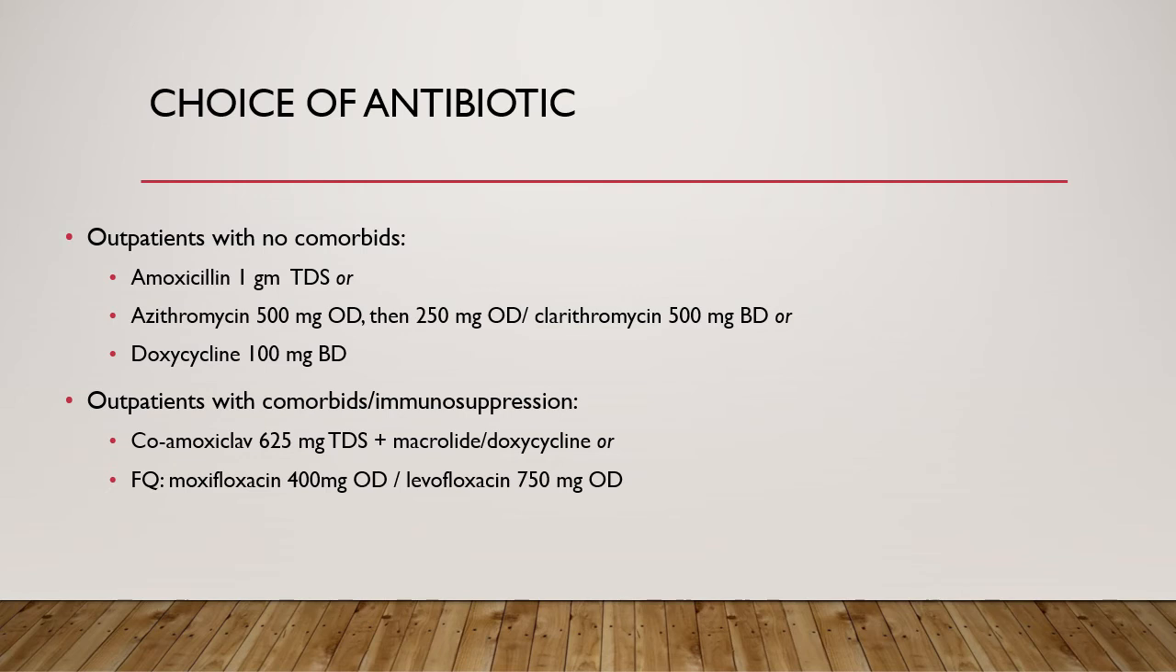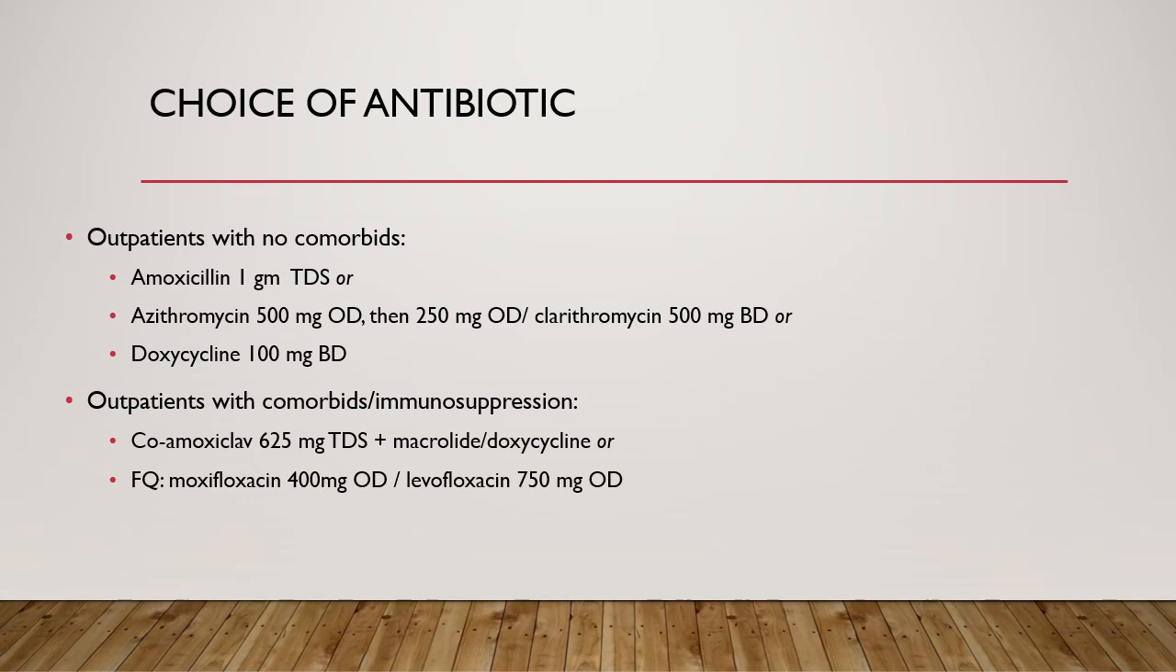So the choice of antibiotic depends on the presence of comorbidities and whether the patient is being treated as an outpatient or as an inpatient. For outpatients with no comorbidities, the idea is to cover most of the typical organisms and some of the atypical. So amoxicillin, azithromycin, clarithromycin, and doxycycline. These agents cover most of the typical and some atypical organisms. So you can choose between any of these agents.